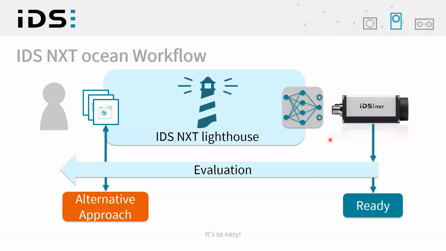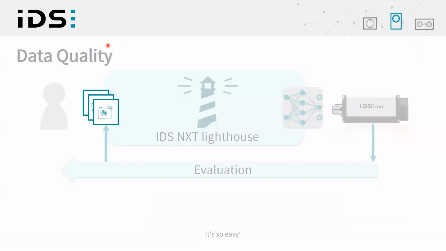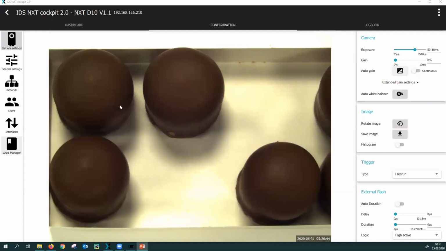For the rest of this session, I'd like to go through these points individually and give you a bit of background information on these. And I'd like to start with the data set. And for that, I'd like to switch to our IDS NXT Rio camera. I've set up a small demo here.